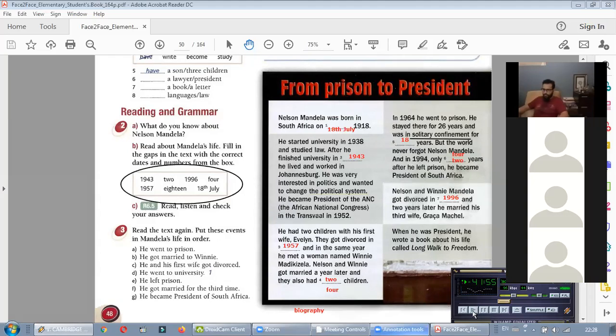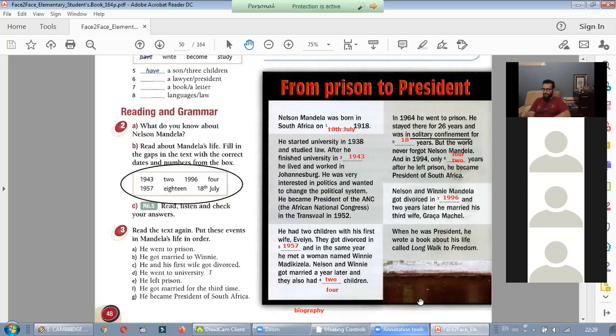Nelson Mandela was born in South Africa on the 18th of July, 1918. He started university in 1938 and studied law. After he finished university in 1943, he lived and worked in Johannesburg. He was very interested in politics and wanted to change the political system. He became president of the ANC, the African National Congress, in the Transvaal in 1952. He had 2 children with his first wife, Evelyn. They got divorced in 1957, and in the same year he met a woman named Winnie Madikizela. Nelson and Winnie got married a year later, and they also had 2 children.